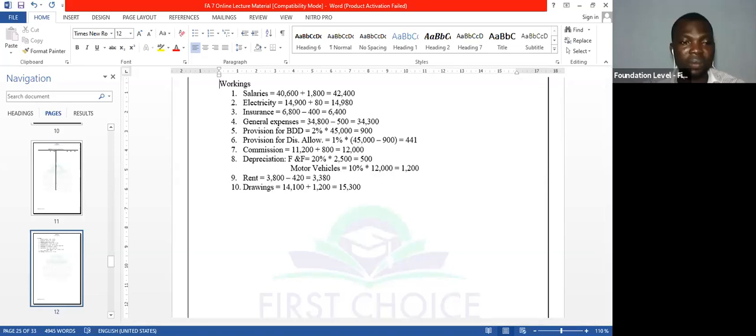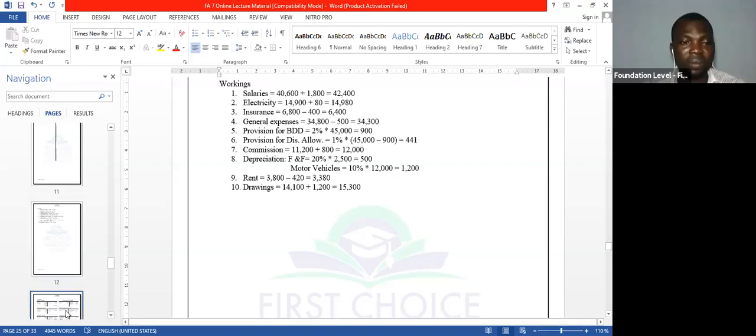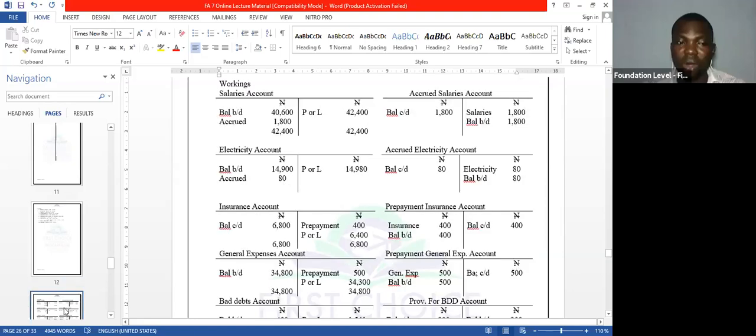But this other one as well is a format you see. Use anyone that works for you. In ICAN, you will not be penalized for using this method, nor will you be for using that method. But this method is a little time consuming. Use what you have mastered over time before the exam, please.